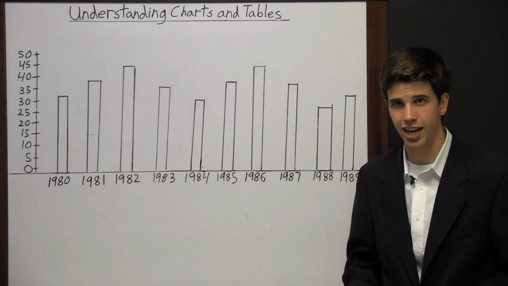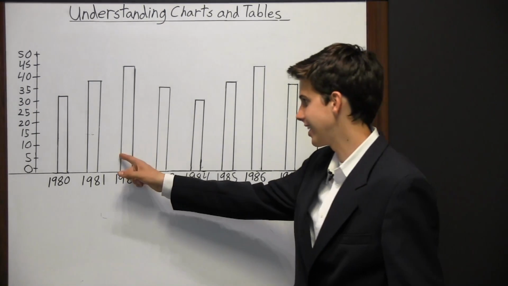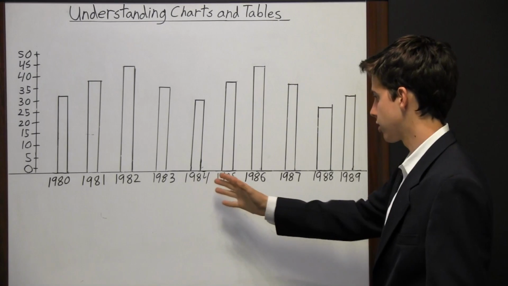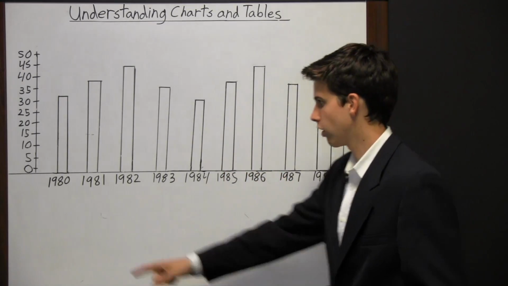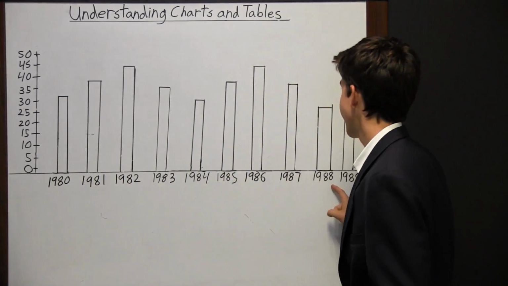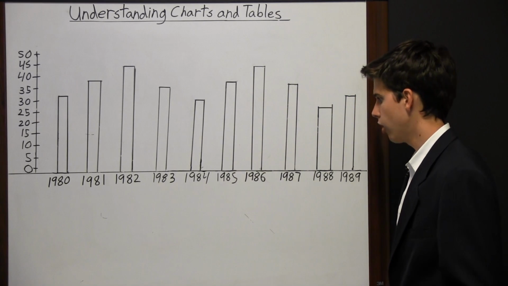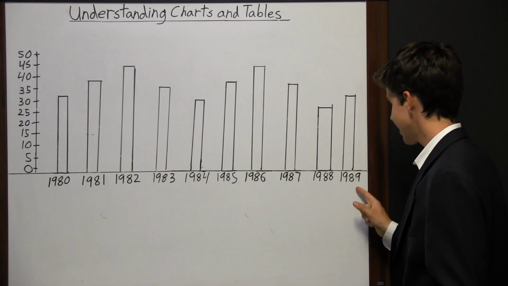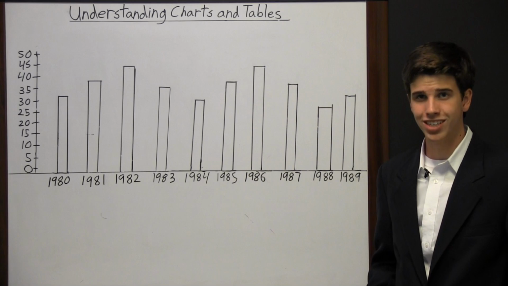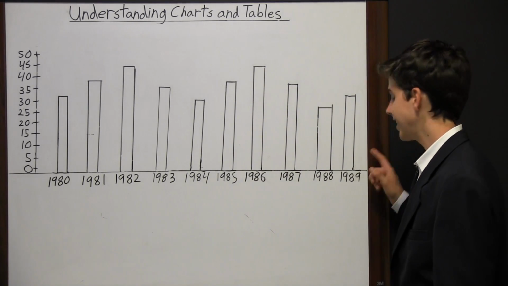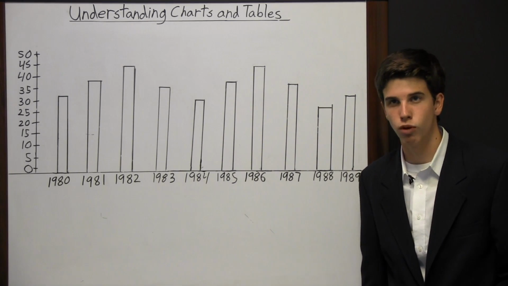So we have a 4-year cycle in effect because we have a high in 1982 and a high in 1986, 4 years apart. And then we have lows in 1980, 1984, and 1988, all 4 years apart. So this chart only goes to 1989, but if it went to 1990, we could infer that 1990 would be a high year as well.